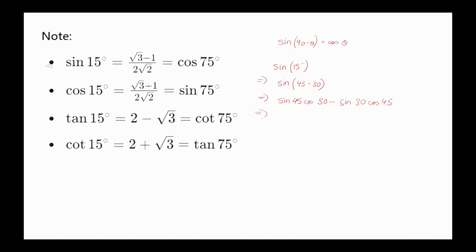Now if I try to find the values, this would become 1 by root 2 times cos 30, which is root 3 by 2, minus sine 30, which is 1 by 2, times cos 45, which is 1 by root 2. So from here, what do we get? 2 root 2 would become our LCM, and we would have root 3 minus 1. This is how you generally find the value of sine 15, cos 15, tan 15, cot 15. It is recommended that you remember them so that you can directly put the values in the question and solve your answer.